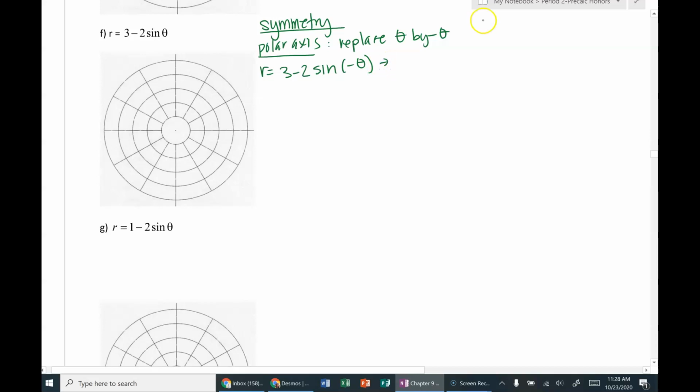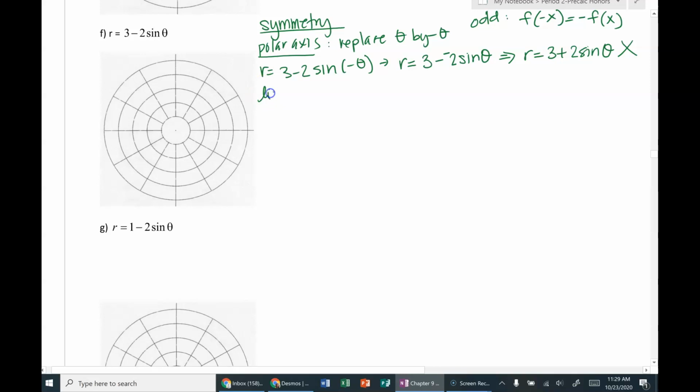As you know already, sine is an odd function. Odd functions mean a negative angle gives the same thing as negative f of x. You can't just make the negative disappear. You have to bring it out to the front. So I have another negative, and now sine of a positive theta. If you look at this, it is not identical to the original. So right now we know for sure it is not symmetric with respect to the polar axis. X it out.